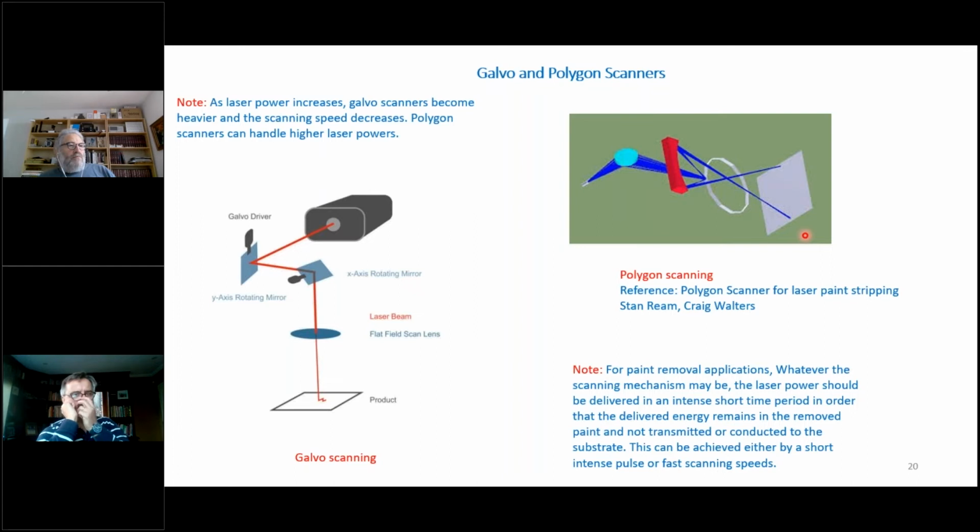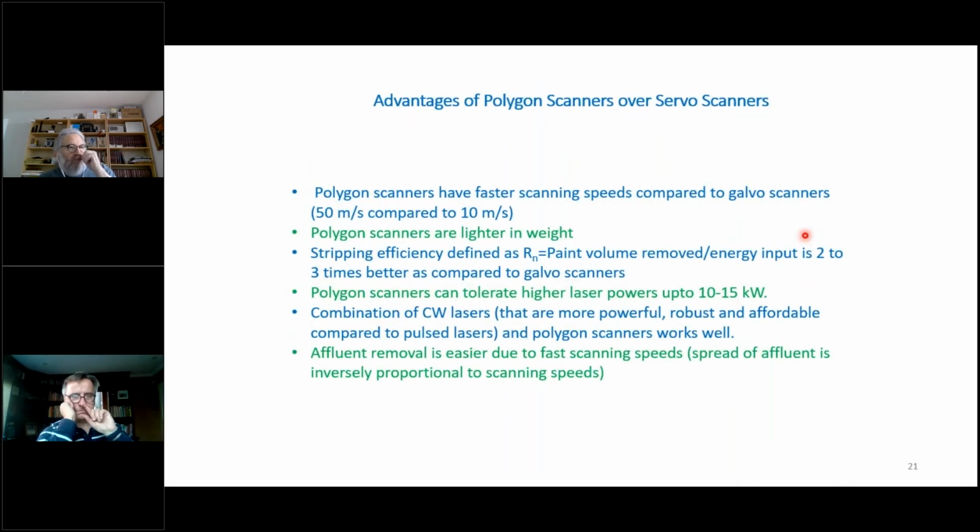You can also couple these Polygon scanners with CW lasers. It's possible to have a combination of CW lasers, which are more available and not as expensive, with a Polygon scanner. They have certain advantages, including being faster. They can tolerate higher power levels, and effluent removal is also easier due to fast scanning speeds.